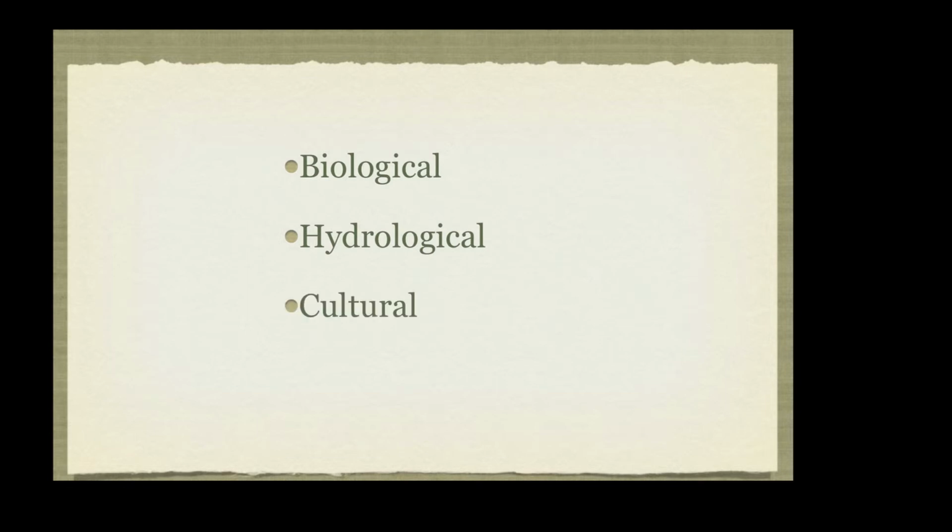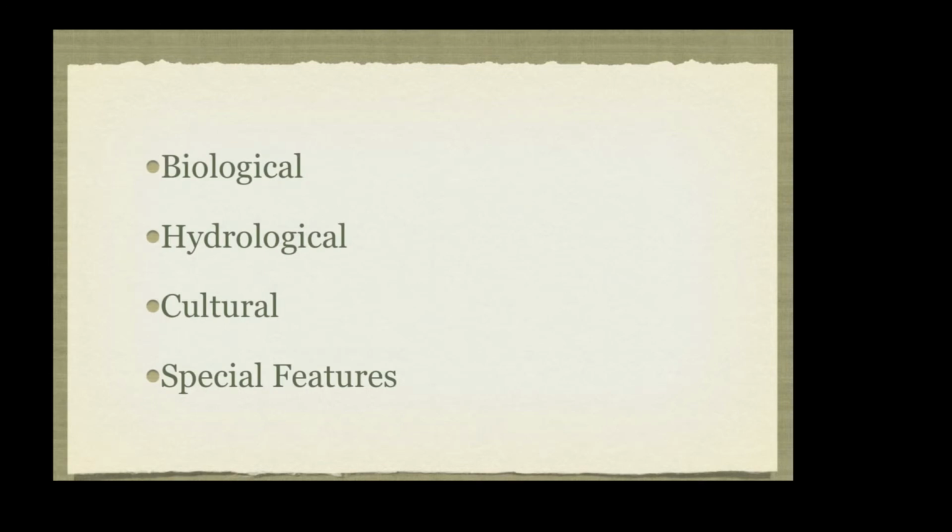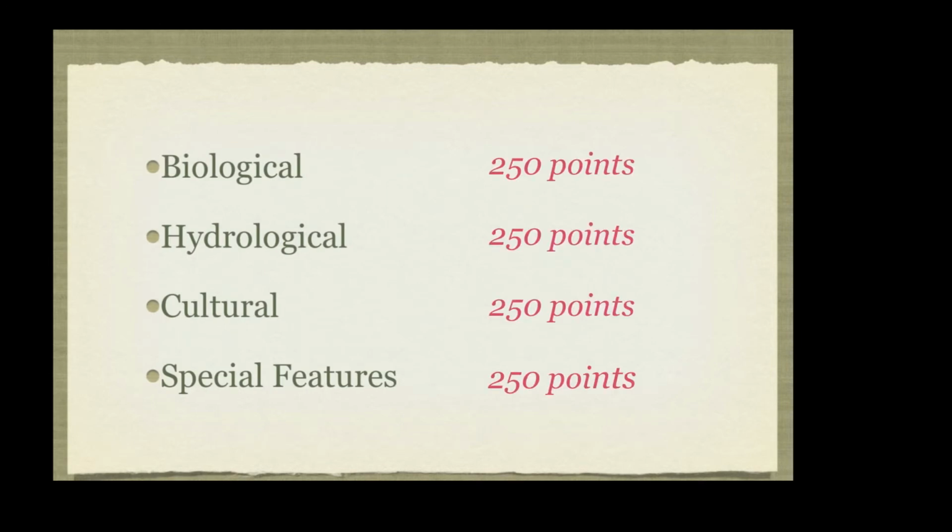The provincial government recognizes these functions and features of wetlands, and what they've done is they've developed the Ontario Wetland Evaluation System. This system looks at 4 main components: a biological component, hydrological component, cultural component, and then a special features component. Each of these components is scored out of 250 points, and if a wetland scores over 600 points in total, then the wetland is deemed provincially significant.